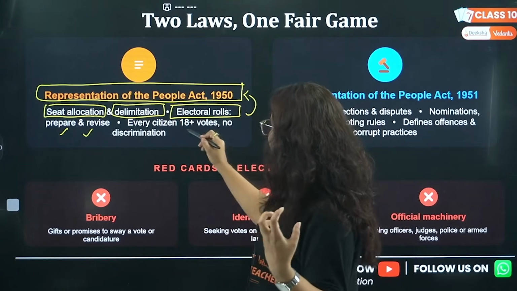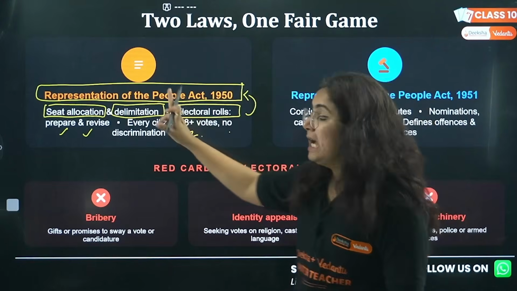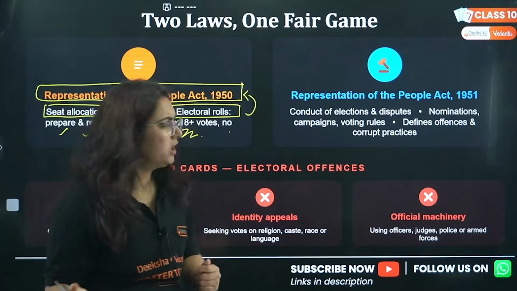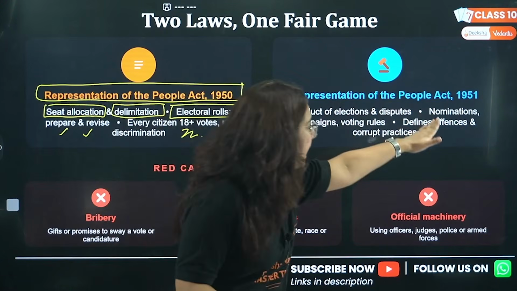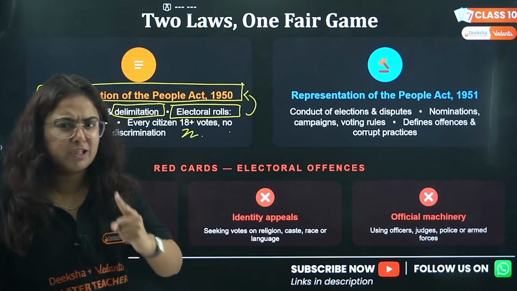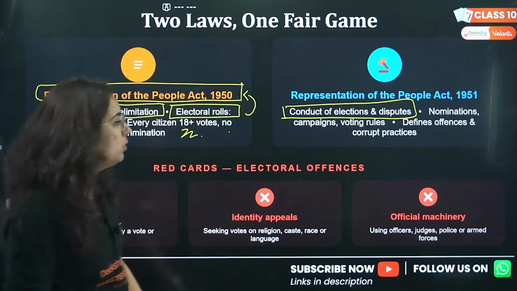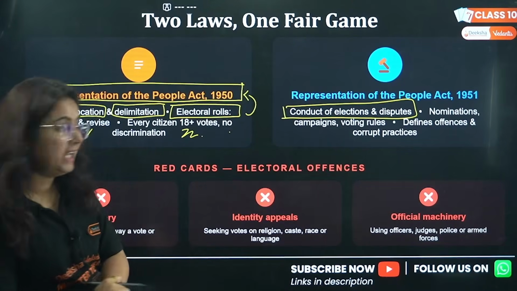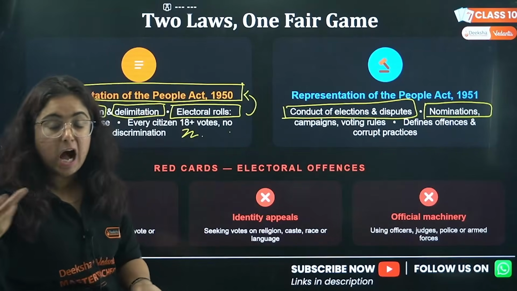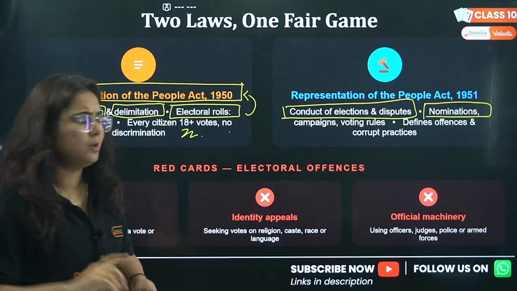Okay, every citizen 18 plus votes, no discrimination will be there, and everything is written in the Representation of the People's Act 1950. Next one, quick. Representation of the People Act 1951. And now what does it define? This is basically for political parties, to be conducted during the type of elections and disputes related to elections. Right? It will talk about the nominations, who will become a candidate, how nominations to become a candidate are filed. So these are the rules regarding political parties.